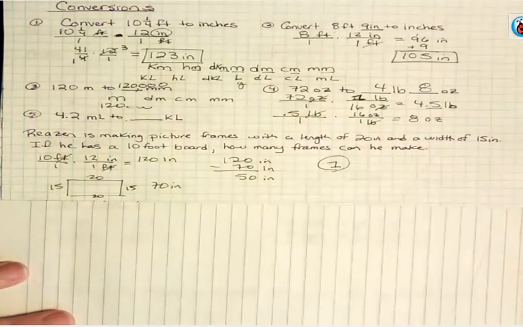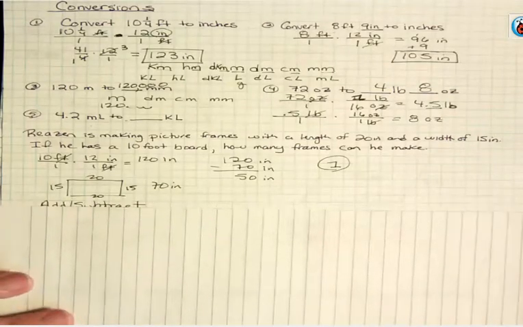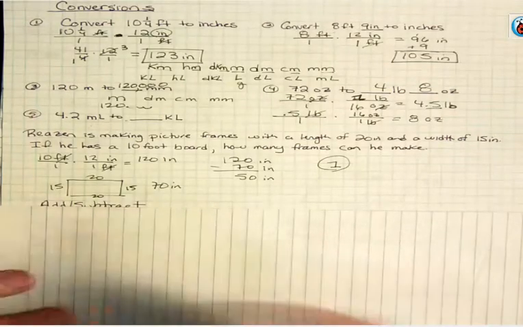He would need more to be able to make more, right? So we don't say I can make 1.5 or whatever. You can't make a half a frame. You need it all. So that's a little tricky because you have to remember to add both sides, both widths and both lengths.